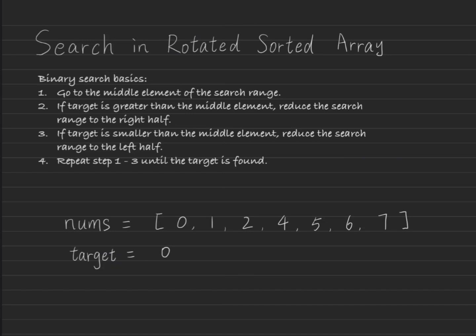Let's run through an example here. If the numbers are 0, 1, 2, 4, 5, 6, 7, they're sorted in ascending order. We'll start from the middle element, which is 4. Since the target 0 is smaller than 4, that means we go to the left side and do our search again. So pick the middle element 1, and 1 is still greater than 0, so we once again reduce the search range to just 0. And this is how we found the element.